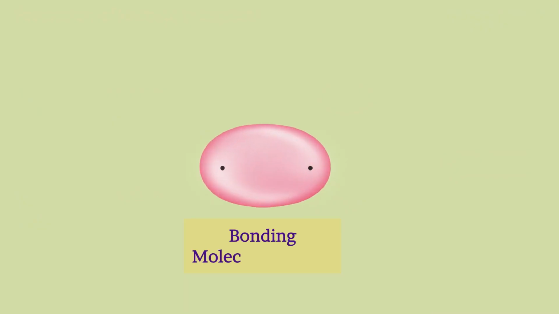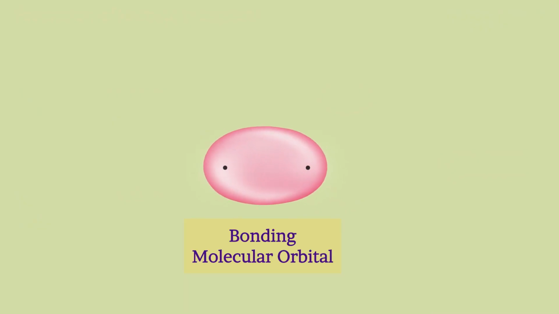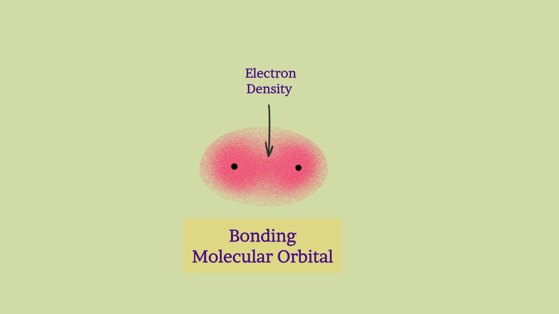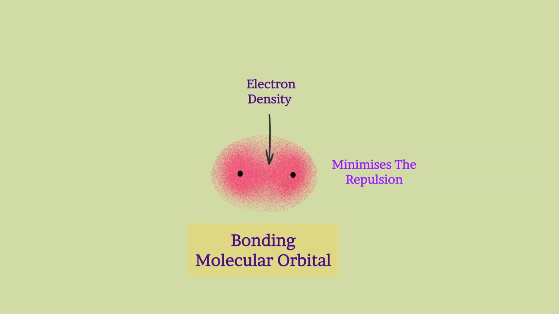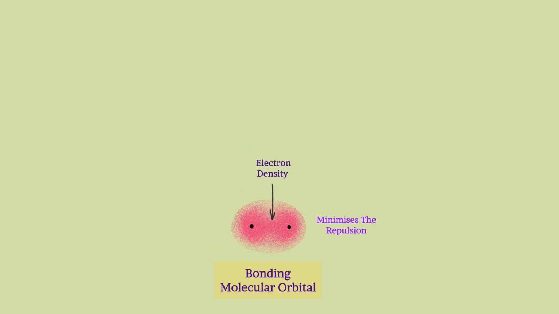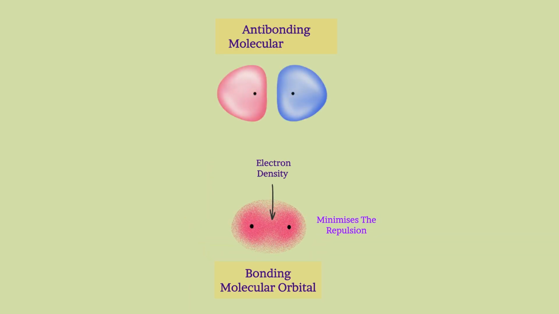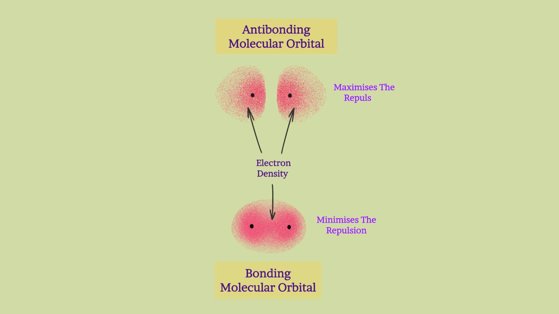In a bonding molecular orbital, electron density is located between the two nuclei, which minimizes the repulsion between them. However, in case of an antibonding molecular orbital, the electron density lies away from the space between nuclei, maximizing the repulsion between nuclei.